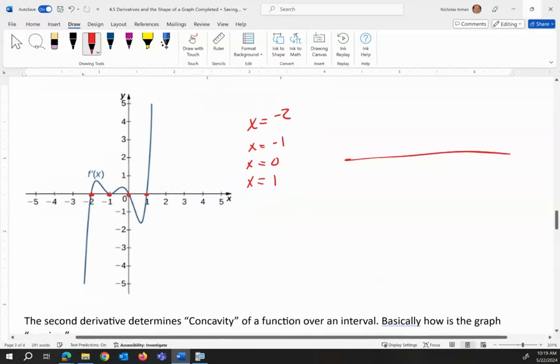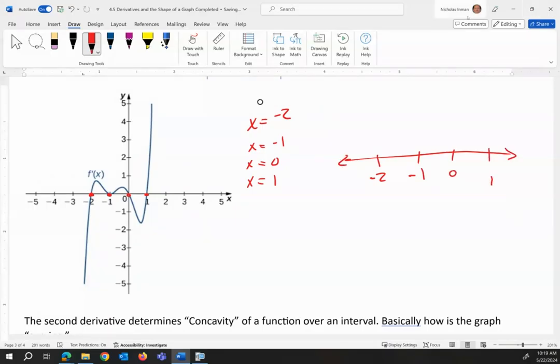All right, our sign chart would then look like this. To the left of -2, where is our derivative function? Not is it increasing or decreasing, but what is the value of our derivative function? Well, the derivative function is down here. It's in the negatives.